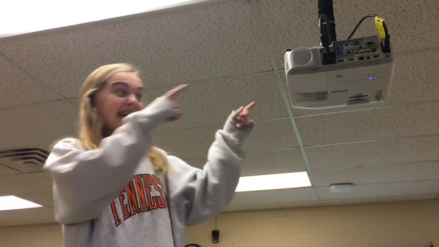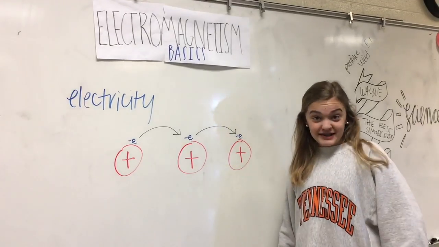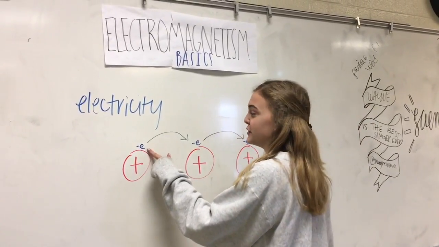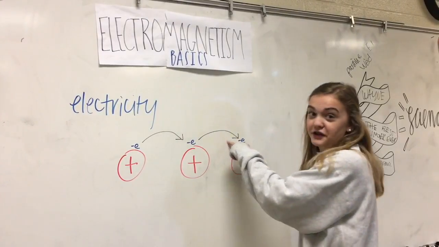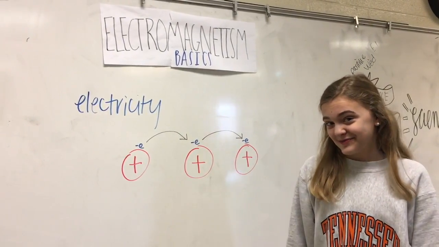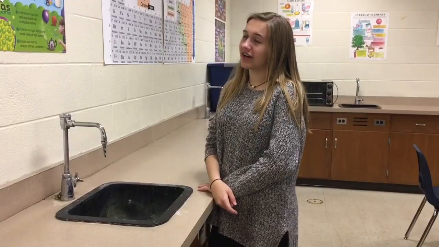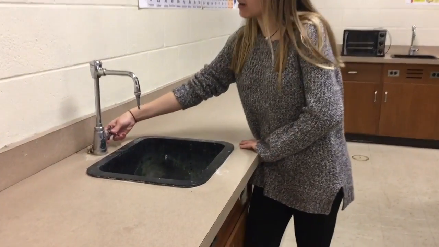Now let's get back to electricity. Electricity! Electricity is when electrons move from atom to atom down the line, creating an electrical current. The flow of electrons in an electrical current is similar to the flow of water in a water current.